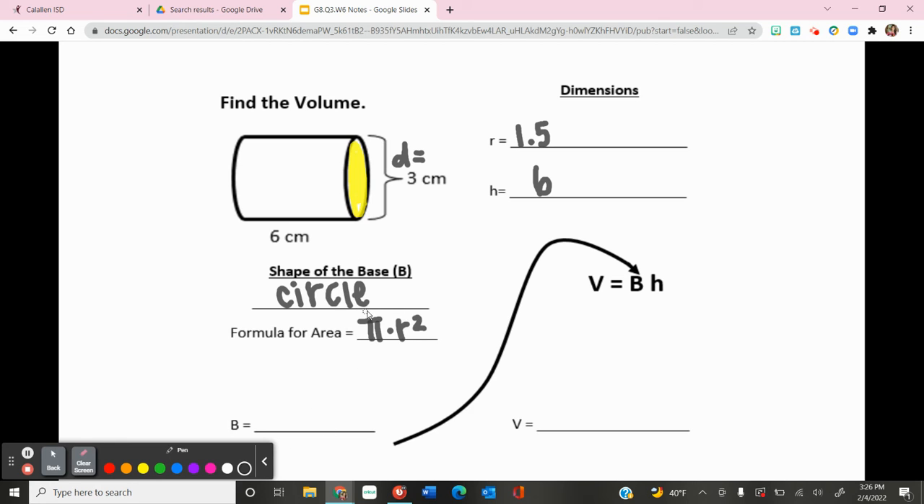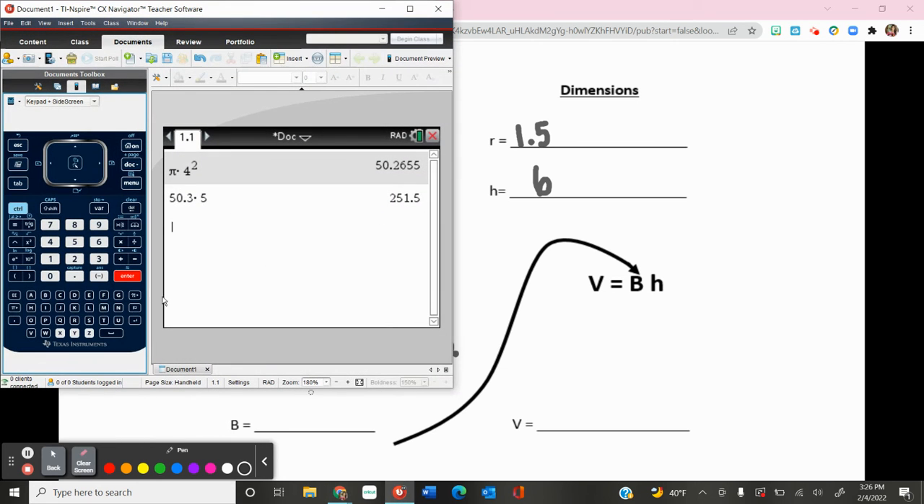So now let's go ahead and find the area of our base. We already have the formula, which is pi times r squared. So we have pi times 1.5 squared. Let's plug that into our calculator. We have pi, and remember the pi symbol is right next to the letter h. So we have pi times 1.5 squared, and press enter. We get 7.06858.